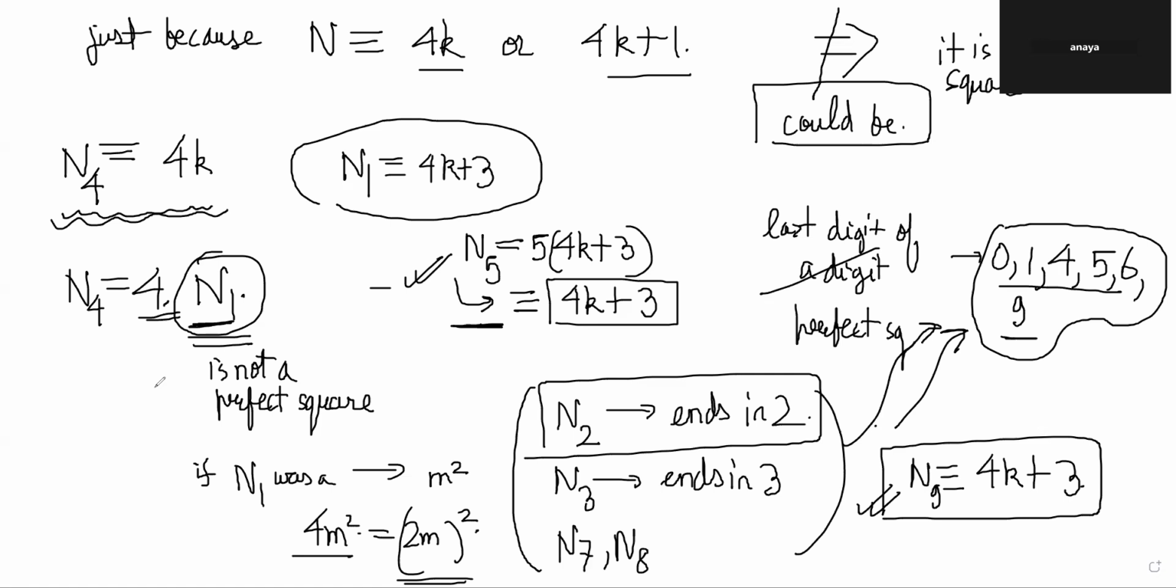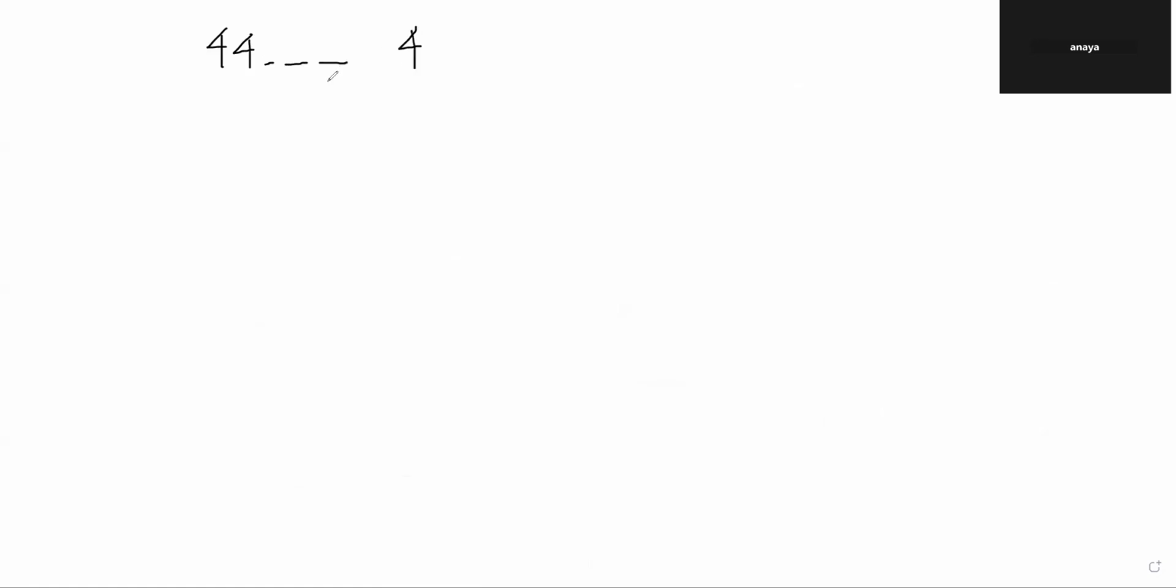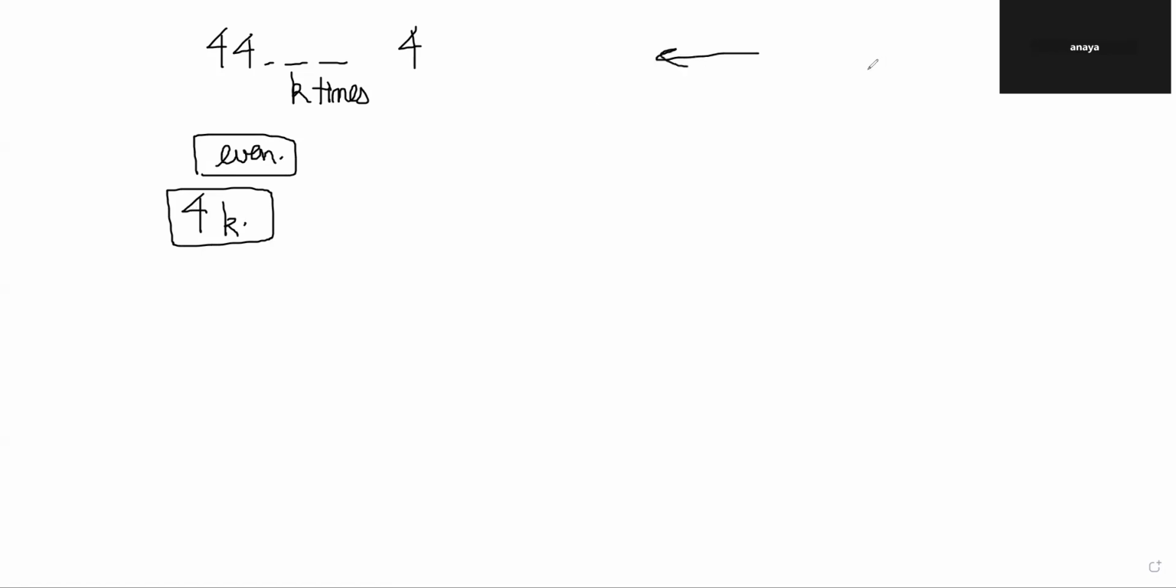It is a number consisting of simply 4s, k times, and we have to figure out whether it's a perfect square or not. So it is clearly an even number and it is divisible by 4, right? So if it has to be a perfect square, it will be the perfect square of an even number, right?